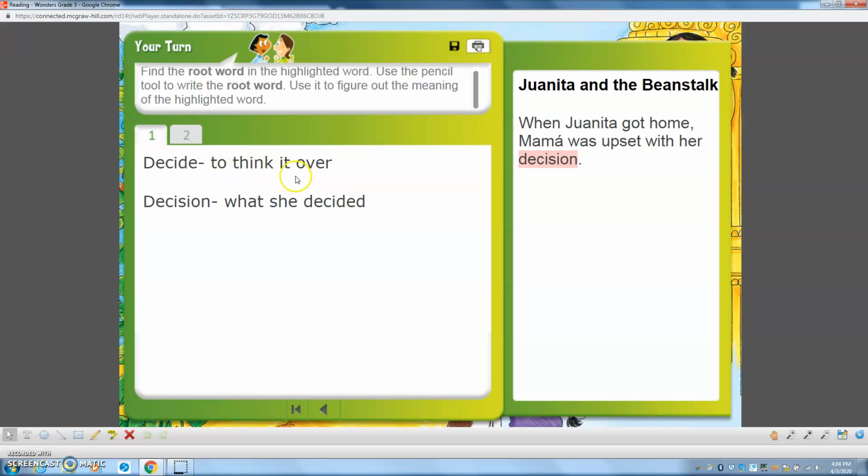Decide means to think it over. When you decide something, you think about it. Decision, using what it says in the clues here, Mama was upset with her decision. That is what she had decided. So we can tell by the root word decide, which means to think something over, decision means what she decided. Using the context clues and using what we know about the root word, we can figure out what decision means.